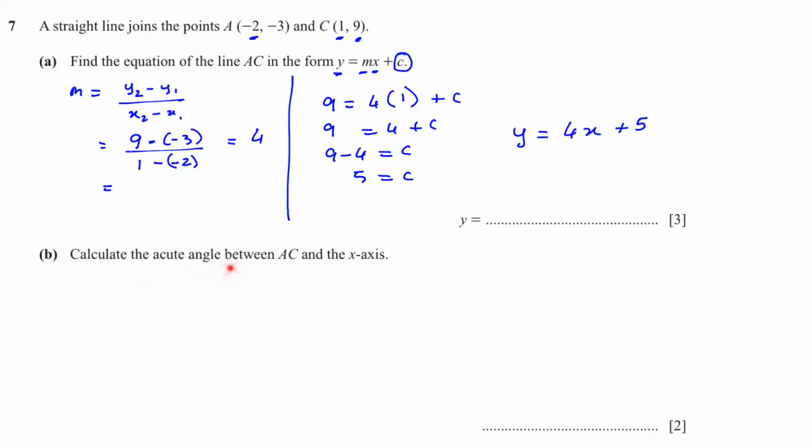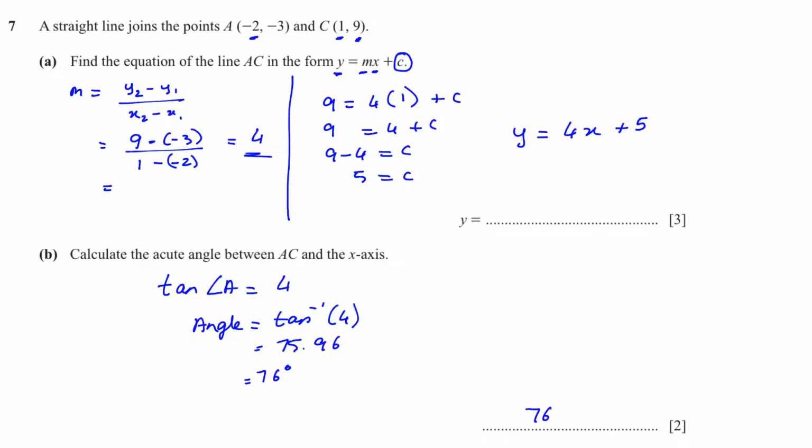In part B, calculate the acute angle between AC and the x-axis. Whenever you want to find the acute angle between a line and the x-axis, we use trigonometry. It's equal to tan of the angle that we have here. It could be AC or whatever you want to name it, is equal to the gradient. Our gradient is 4, we found it here. And then the angle will be tan inverse 4. That will give us 75.96, and if you round it, you will get 76 degrees. So remember that tan is equal to your gradient.